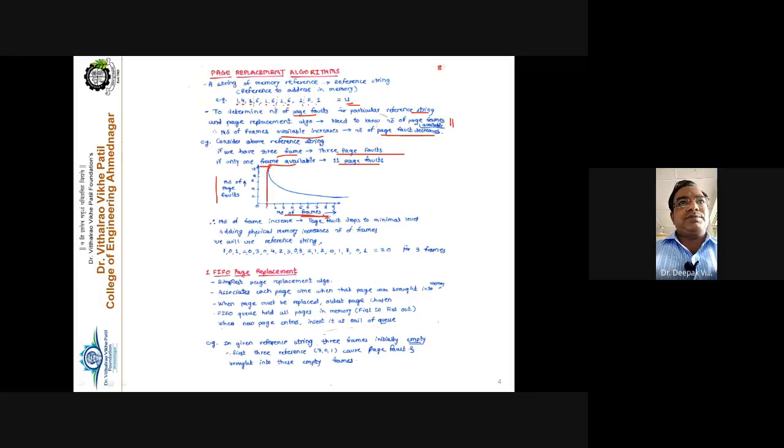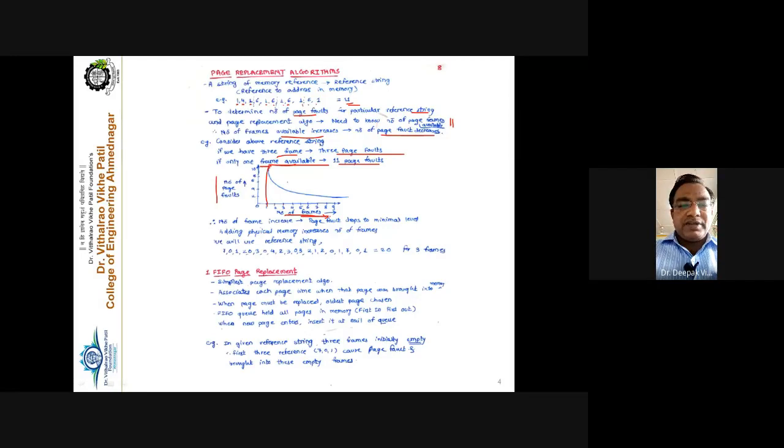So this is the relationship. If there is only 1 frame available, 11 page faults occur in the system. But if there are 3 frames, then only 3 page faults occur in the system. So 3 frames are there, so 3 page faults occur in the system.